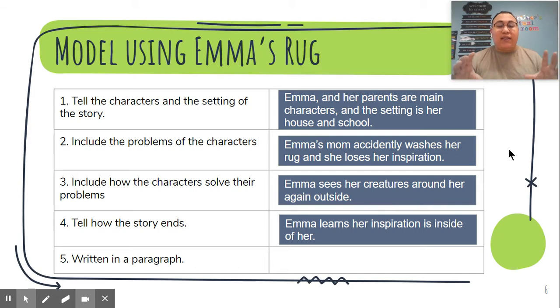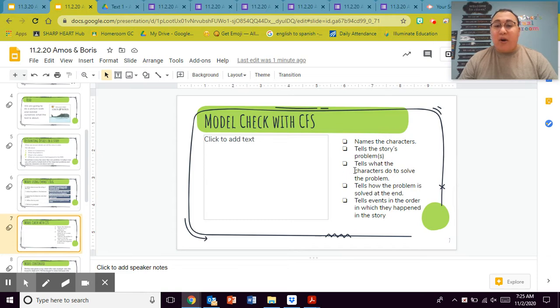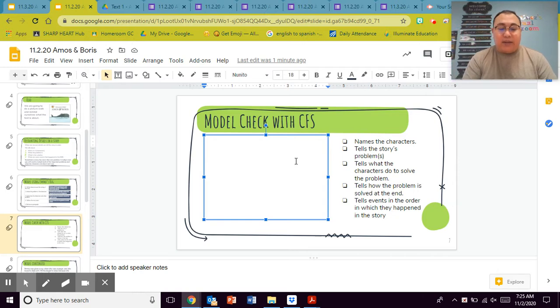After you have each of these elements, then you're able to write a paragraph about the recount. So, I'm going to model for you how I'm going to do that. Here I am in a model checking with my CFS. I need to make sure that I name the characters. I tell the story's problem or problems if there's more than one. I tell what the characters do to solve the problem. And then I tell how the problem is solved in the end. And then I'm going to tell the events in order that they happen in the story. So thinking of beginning, middle, and end, right? Here we go. I'm going to type the recount of the story.